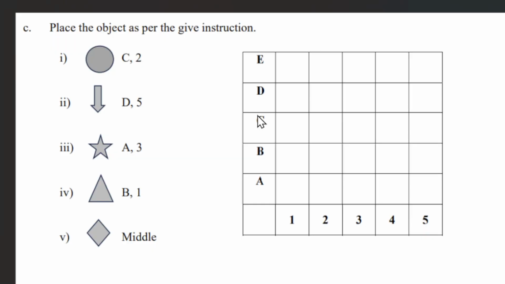So place the object as per the instruction. So we have a circle and an arrow, star, and a triangle and middle. And we have been given rows and columns. So 1, 2, 3, 4, 5, and we have A, B, C, D, E, and this is the center part.